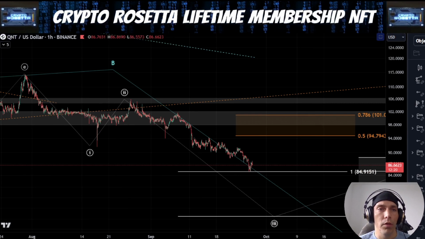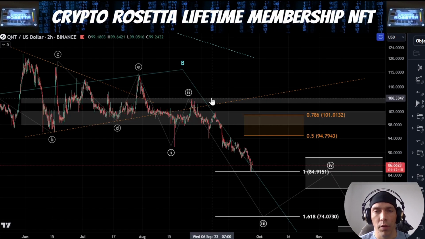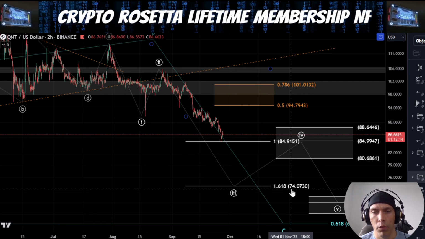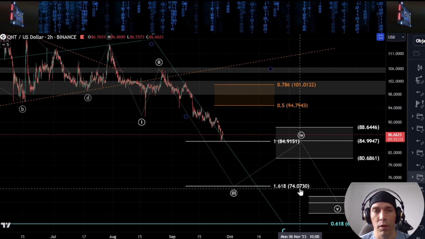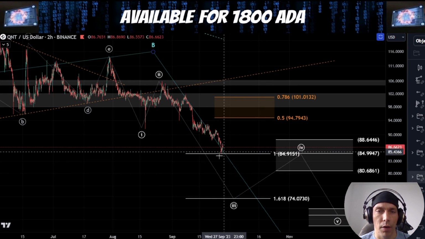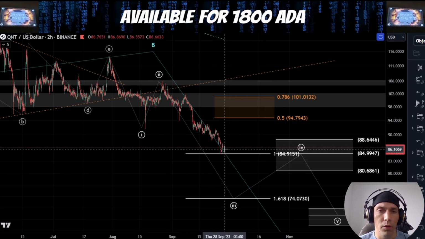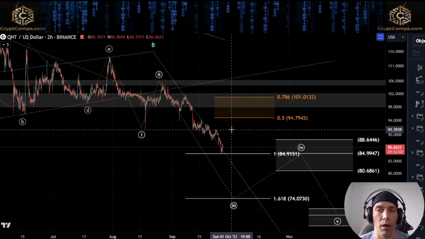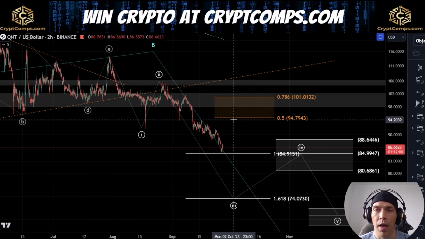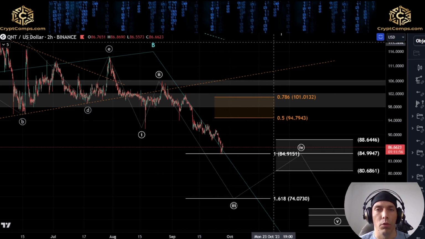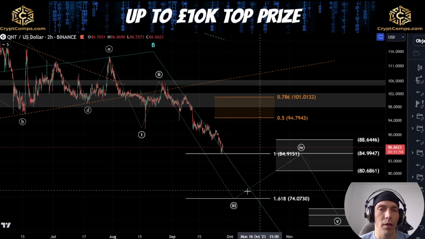Within this idea, potentially we still have more to come, and we're looking for the possibility of a drop towards the 74.07, but we do need to be careful because we have reached this 1-to-1 and we have had a reaction. If we do start to see this breaking above some of these highs, pushing up above 91.39 and this 94.20, we need to be very careful that this move could look to actually have a more significant rally to the upside.